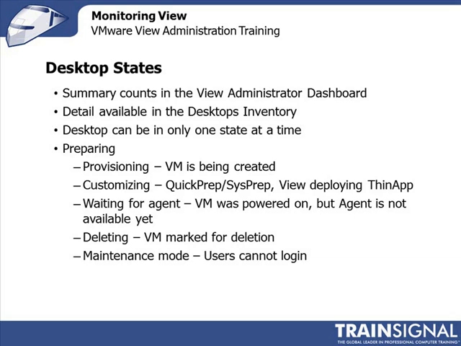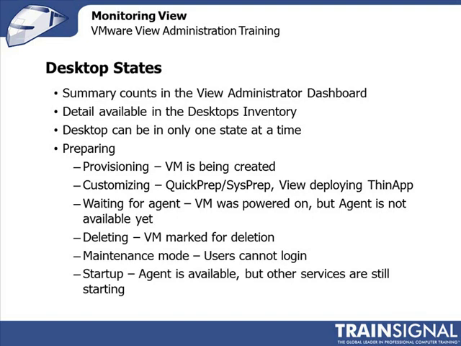A desktop can be put into maintenance mode so that users can't access it. This state can be configured by an administrator, or more often, you'll see it during a recompose or refresh operation. Finally, you'll see VMs in a startup status, which means the agent is talking to the connection server, but the other services may still be starting up, so the desktop isn't fully available yet.